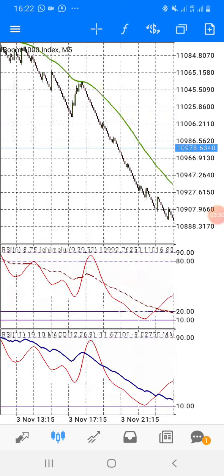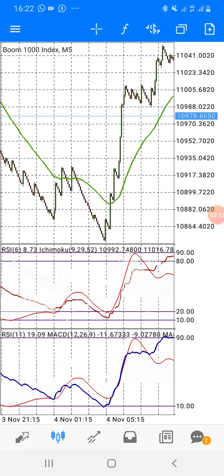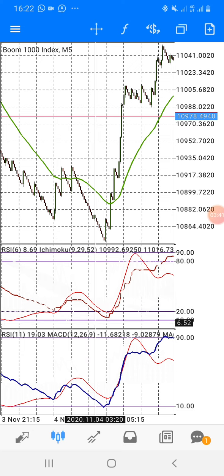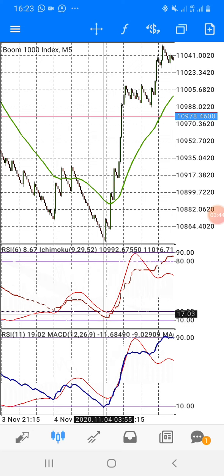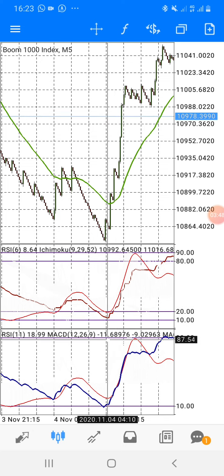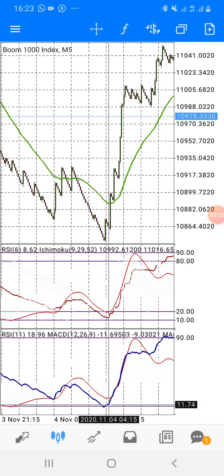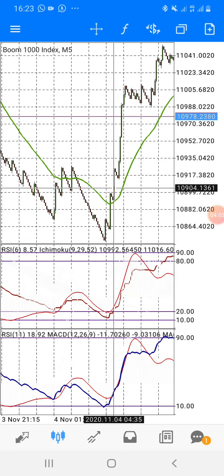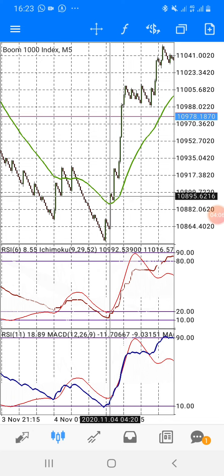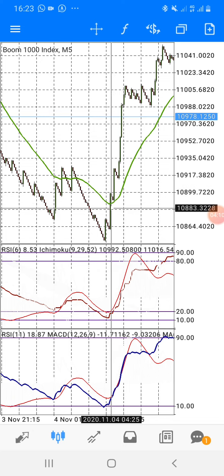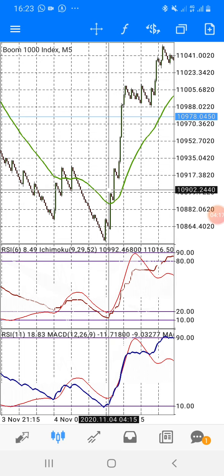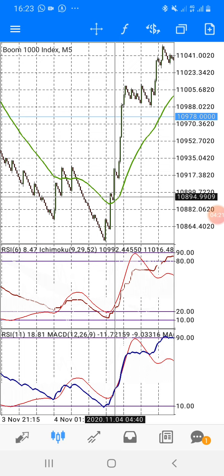As usual, I'm on boom 1000, sorry, not boom 500. The first thing is indicator window 1: the lines have to be close to the 20 right here. Then on indicator window 2, the lines have to be close to the 10. Once you do that, you come to your main chart and wait for price to cross your moving average, your EMA 50 here. Once it has crossed, you wait for 10 minutes or less, and then enter into a buy. Remember, this is boom 1000.